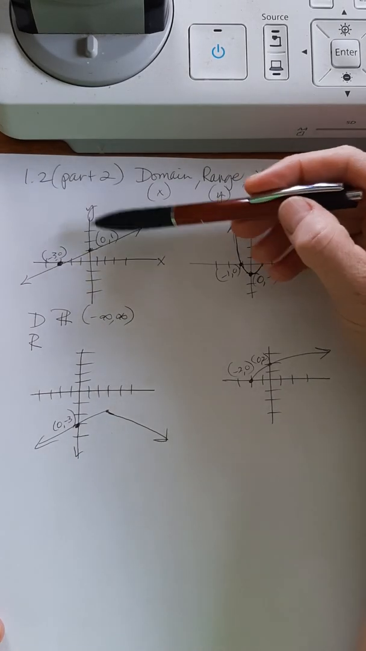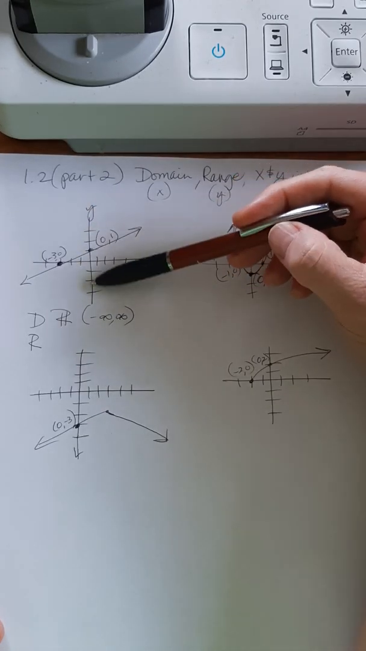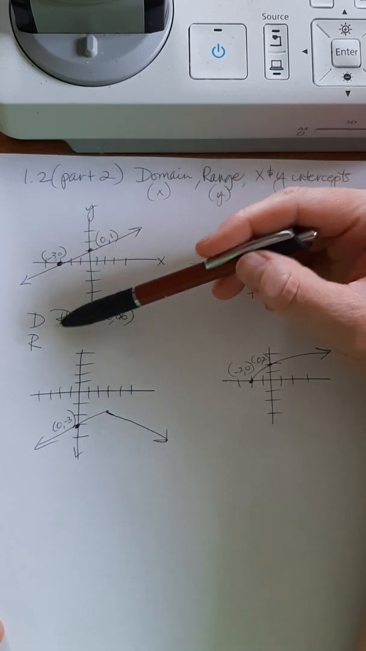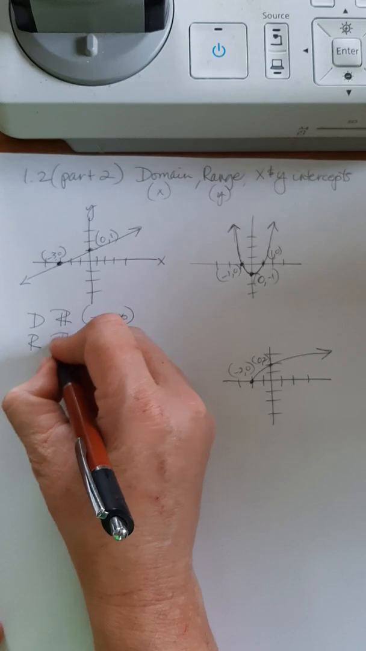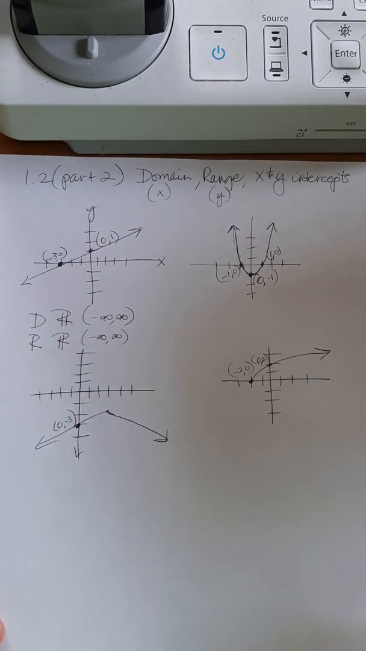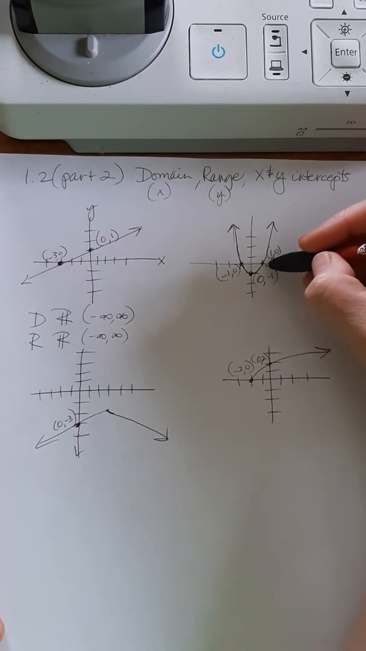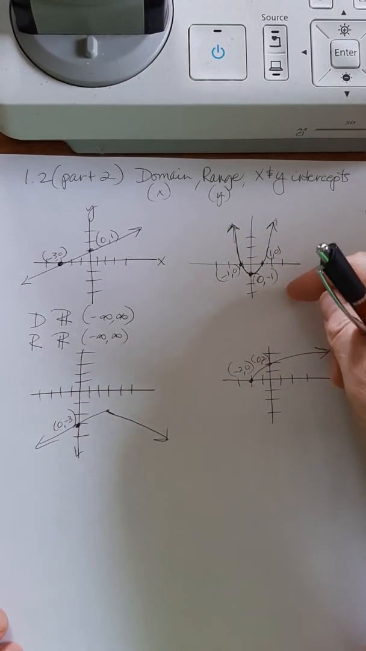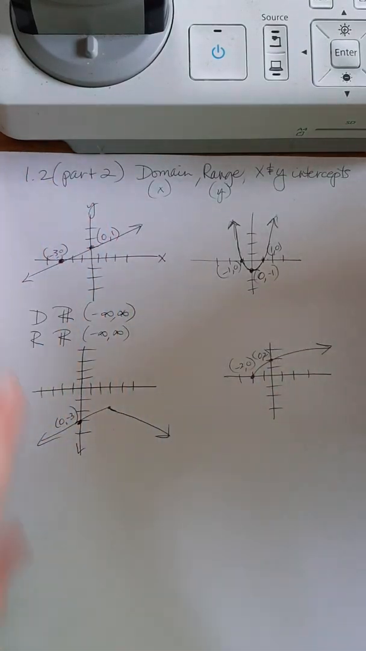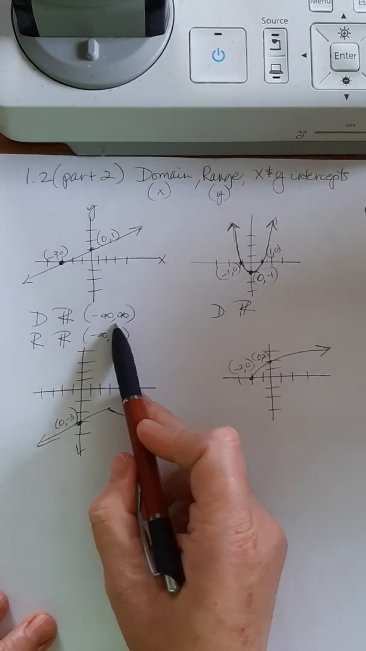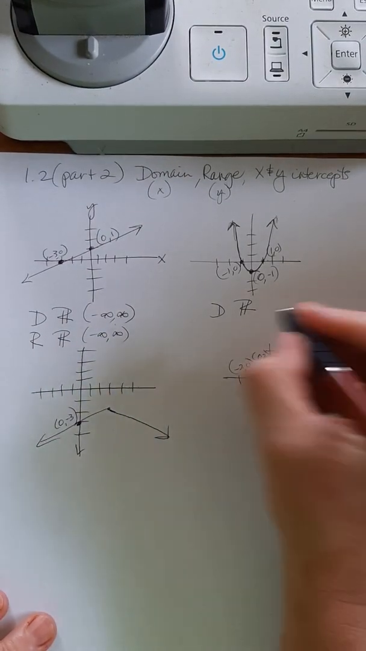Range, the y can be, notice how there's no gaps, no holes, no asymptotes, anything like that. So range is also all reals, or -infinity to infinity. Notice how on this one, it's going on forever. The x-axis is being covered. So the domain is still all reals, or -infinity to infinity.